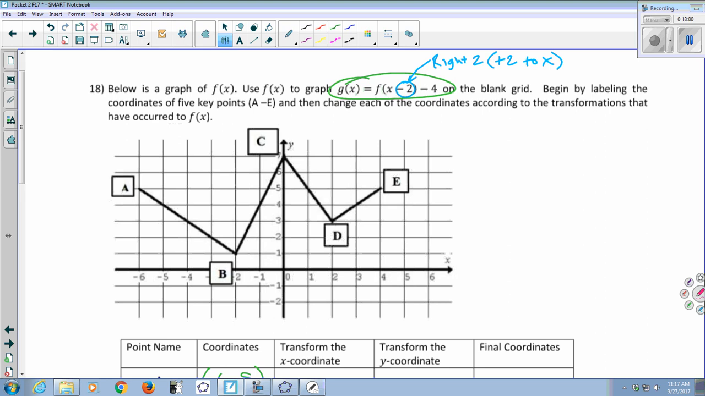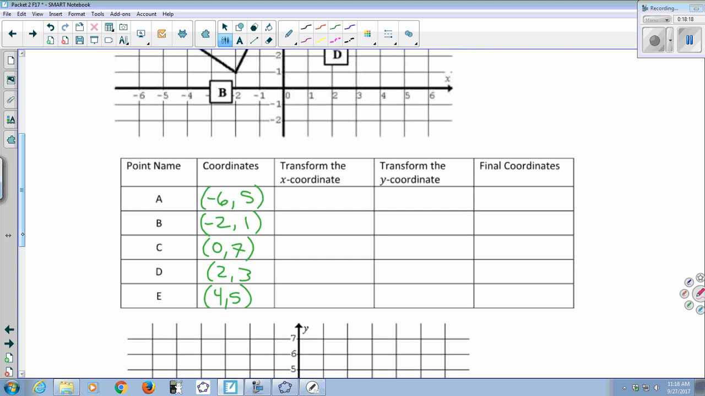And then the minus 4, that's outside of the parentheses, that tells you to move down 4, which you get by doing minus 4 to the y coordinate. Okay, so to transform the x coordinate, we're going to add 2. To transform the y coordinate, we're going to subtract 4. X plus 2, y minus 4.